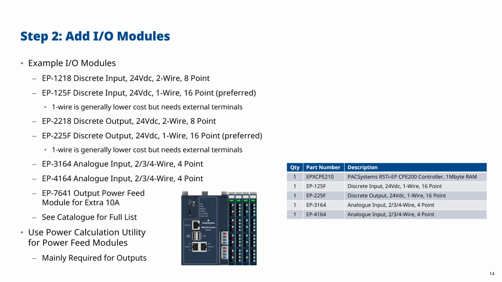And then on the output side, again, we've got a similar module, 4164, which is your analog output, again with 2, 3, and 4 wires and 4 points. So this makes your bill of materials very straightforward, as you can see on the right. You've got one CPU, you've got however many input modules you need to meet the input requirements, how many output modules you need to meet the output requirements, and then it's just a matter of using the correct number of modules to meet your I/O count.